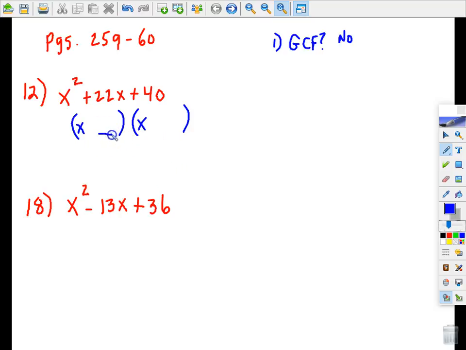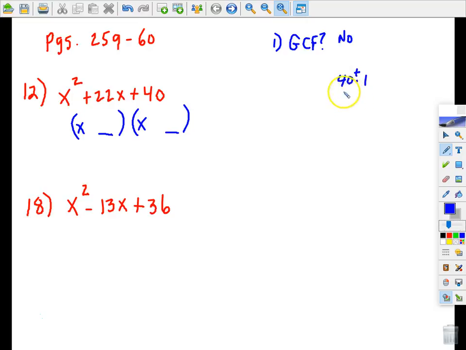Now these next two, the second two terms of each binomial, need to multiply together to give us 40. But they also have to add to give us 22. So the way we express this is we're looking for the multiples of 40 that would add to 22. If you're not sure about that, just start making a list. Start simple. Obviously 40 times 1 is 40, but these two numbers added together do not equal 22.